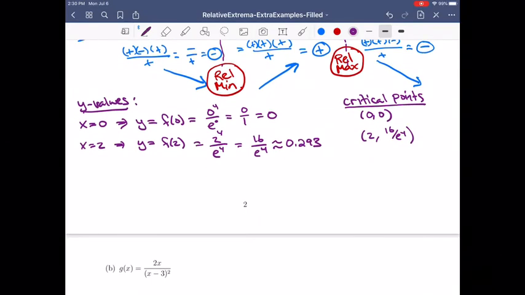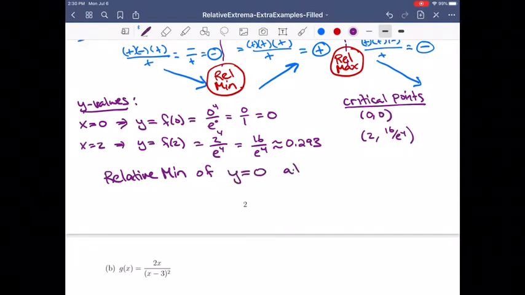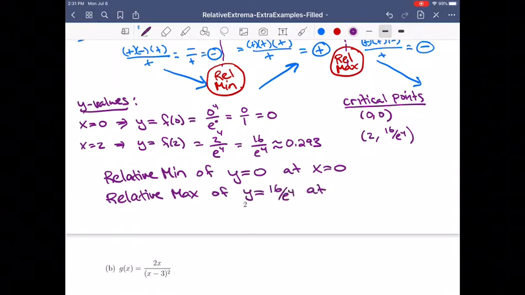But for our conclusion, we're going to say that there is a relative or local minimum of y equals 0 at x equals 0, and a relative maximum of y equals 16 over e to the 4, which occurs at x equals 2.